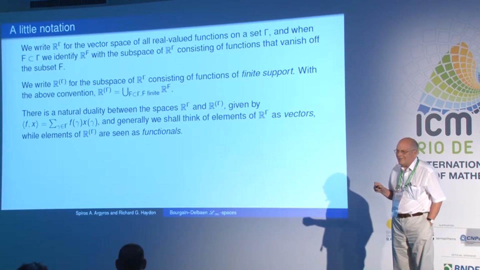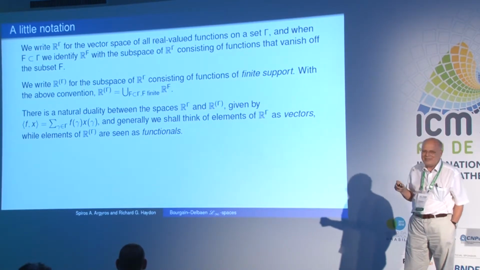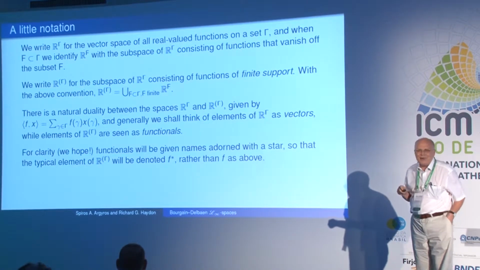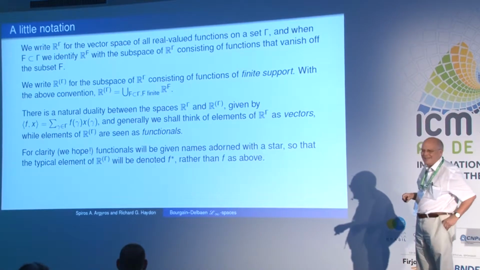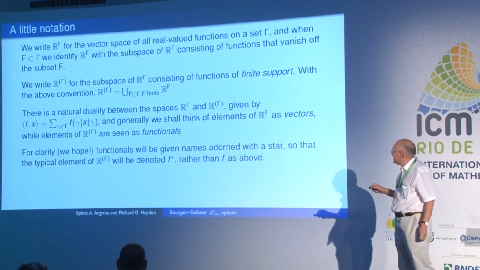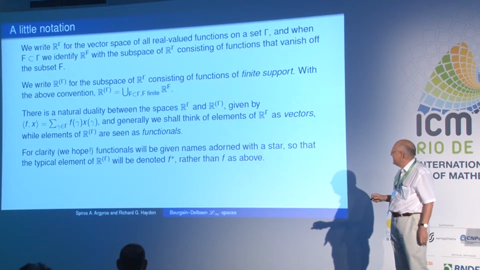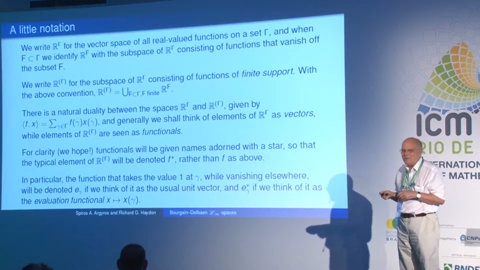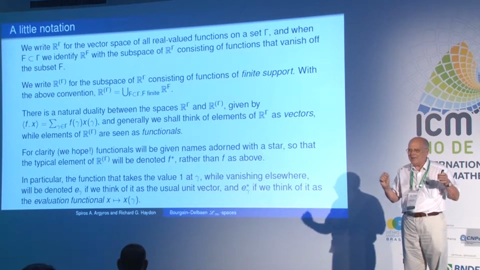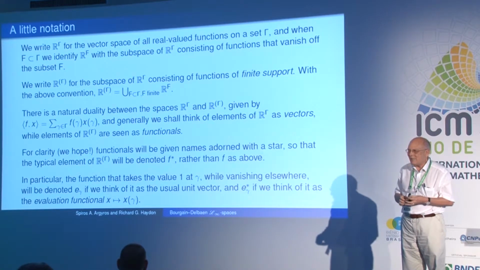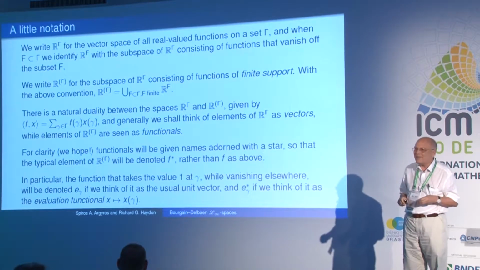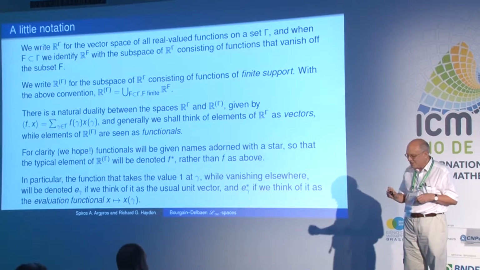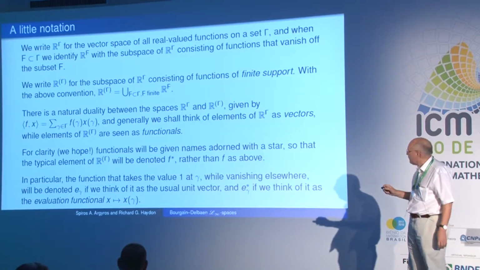And I use a rather babyish notation to represent that. Things that I think of as functionals, I give a star to, and vectors don't. And this means that there's some ambiguity. If you take the usual unit vector, which has a 1 in the gamma slot and zeros everywhere else, you can think of it either as a vector or a functional. So when I'm thinking of it as a functional, and it is of course the evaluation functional, I'll give it a star.